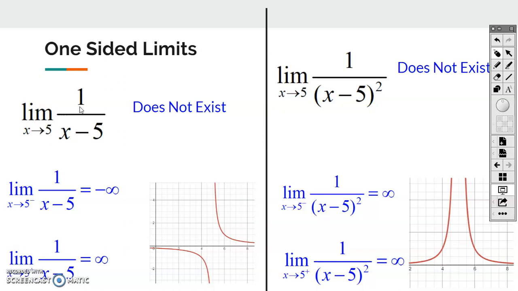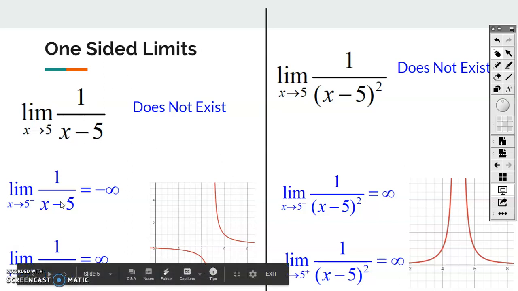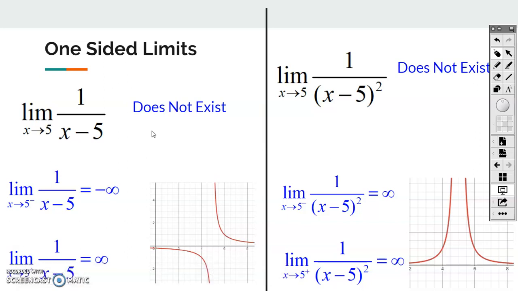So the limit as x approaches 5 of 1 over x minus 5 would have a vertical asymptote at 5. As we approach 5 from the left, we're going to -infinity. As we approach 5 from the right, we're going to positive infinity. Since -infinity and positive infinity are not the same, the overall limit does not exist.